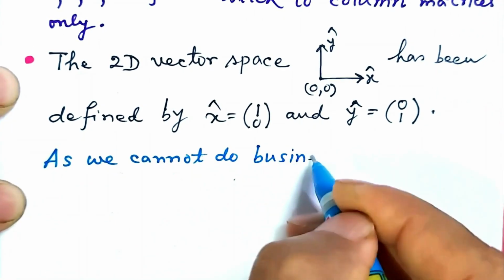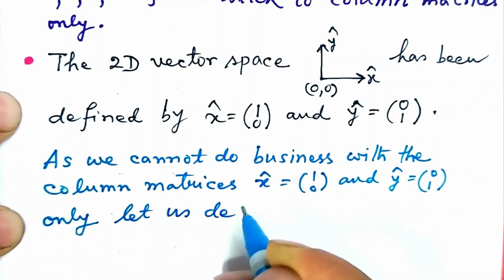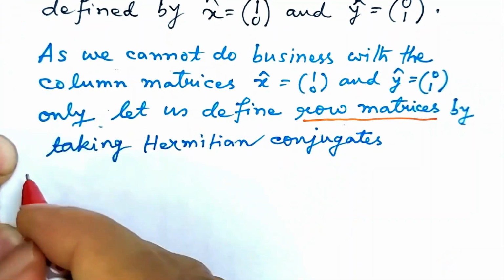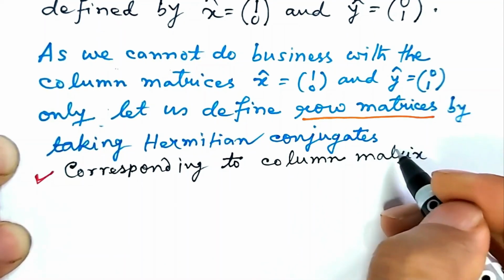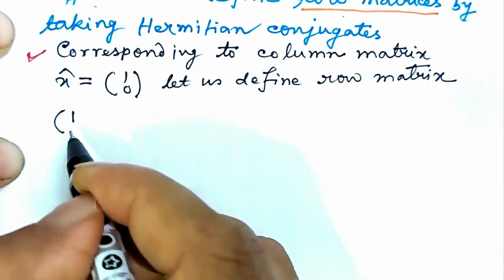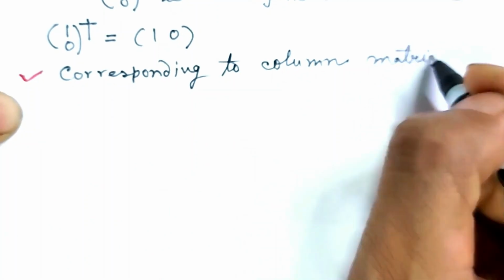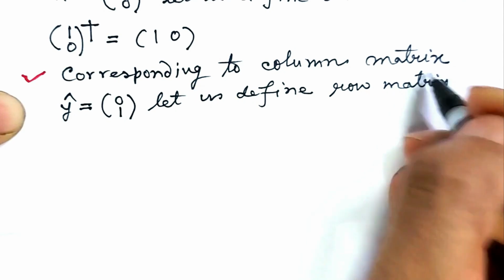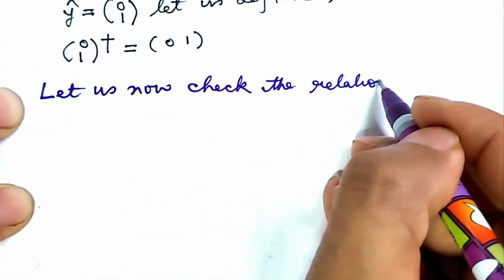As we cannot do business only with column matrices defined in 2D vector space, let us define row matrices by taking Hermitian conjugates. Corresponding to the column matrix x hat equal to 1, 0, let us define the row matrix 1, 0 dagger equal to 1, 0. Corresponding to column matrix y hat equal to 0, 1, let us define the row matrix 0, 1 dagger equal to 0, 1. Let us check the relations.